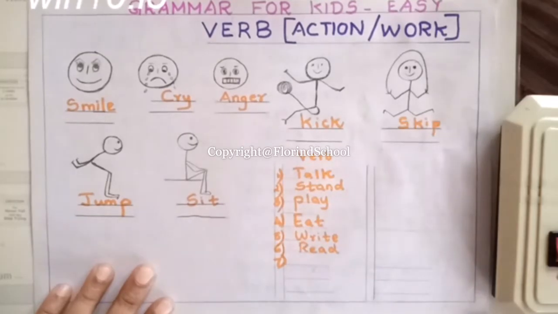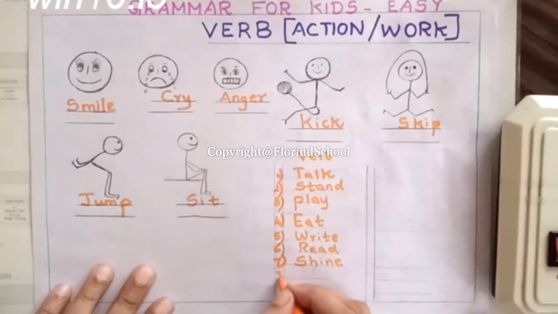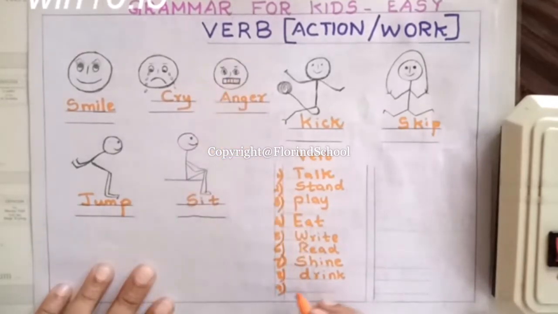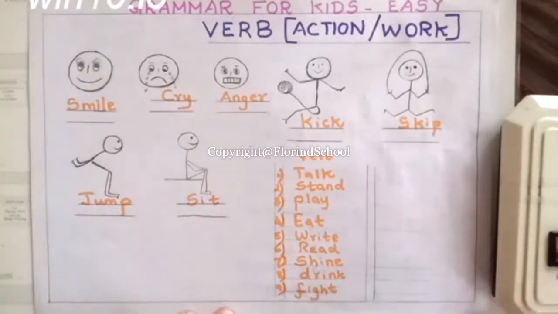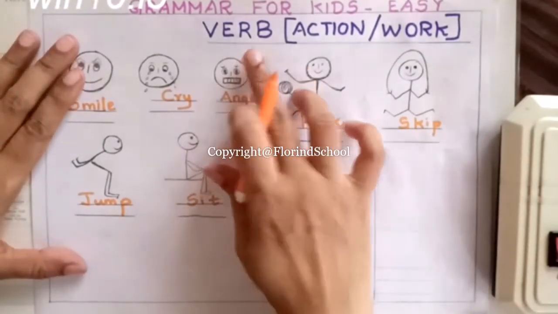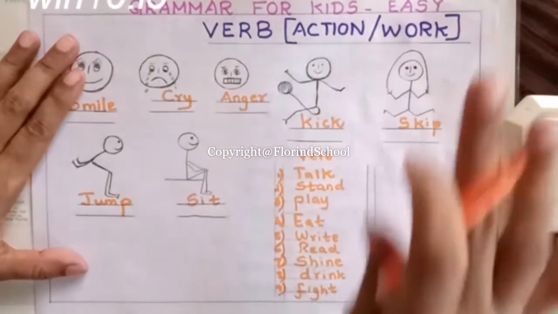Eat. Shine. The sun is shining. Shine is a verb. Drink. Drinking water. Drink is an action, a verb. Fight. Fighting with each other. Fight is a verb. So what are verbs? Verbs are action words. Verb means work.